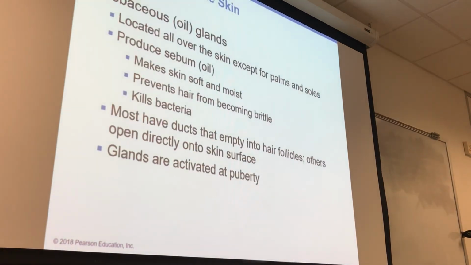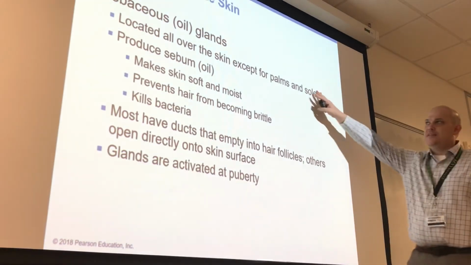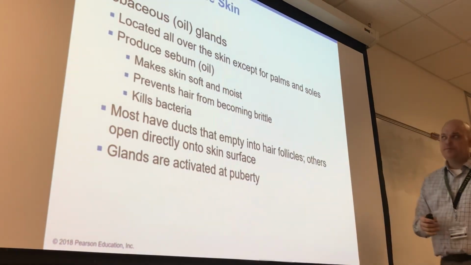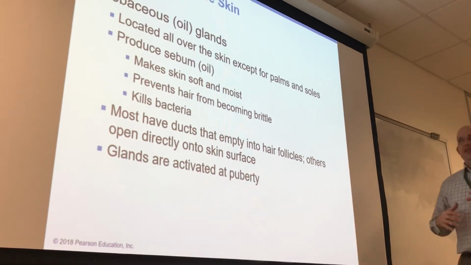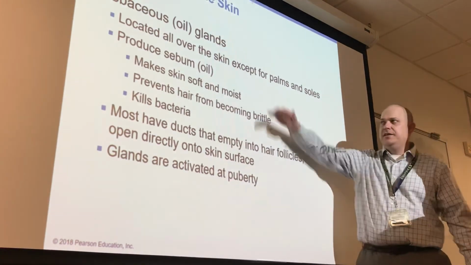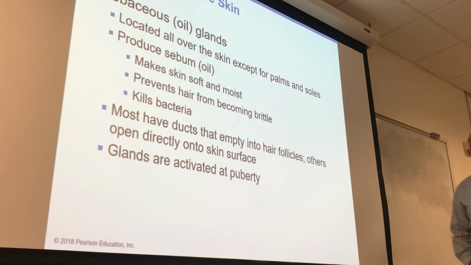So, sebaceous oil glands first. These are oil glands located all over the skin, palms of the hands, soles of the feet, and they produce something called sebum. And sebum is an oil. This oil actually does some good things for us. One, it keeps our skin nice and soft and moist.